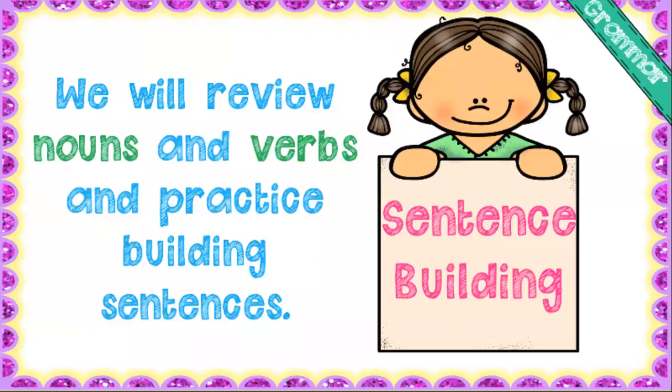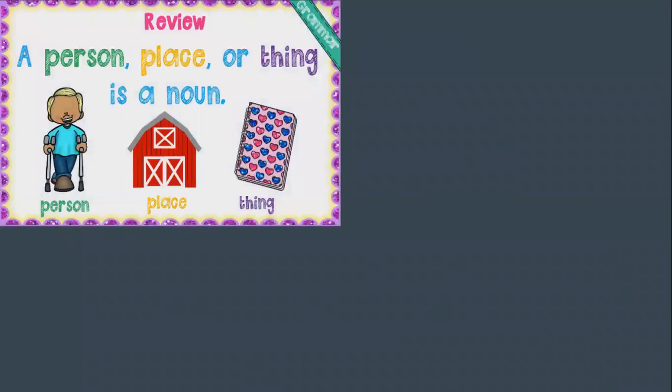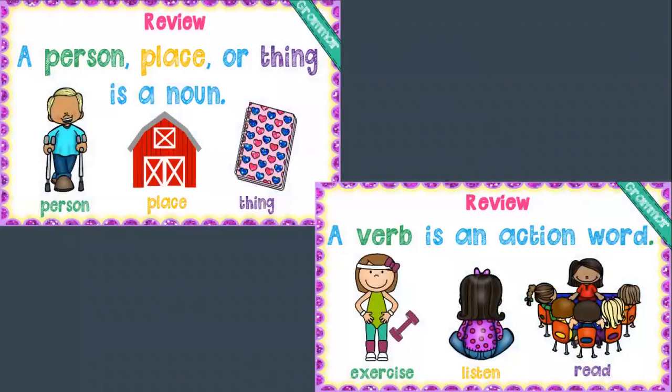So, first thing we're going to do is work on building sentences. We will review nouns and verbs to help us practice building sentences. Okay, remember, think about a noun. What is it? A noun is a person, place, or thing. Remember that? We talked about it a lot. A verb is an action word.